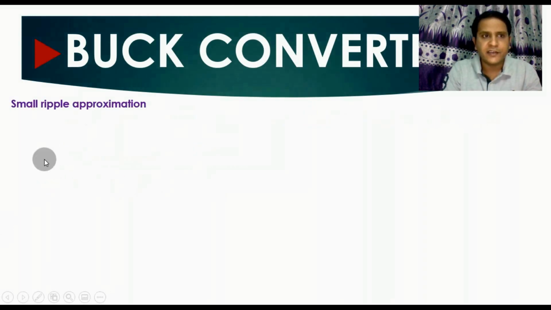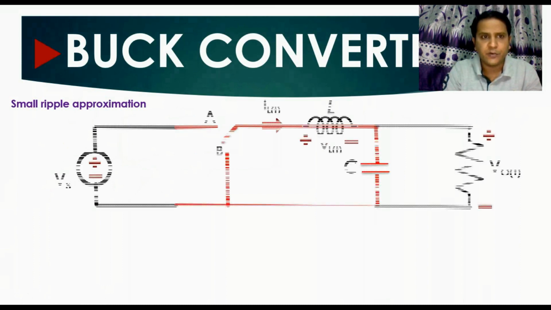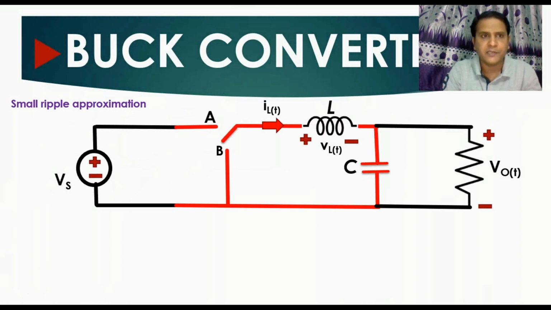So let us first understand what is small ripple approximation, right? What is small ripple approximation and why it is used in buck converter circuit realization, right? So you can see here, let us understand the basic circuits for buck converter. So here I have drawn a basic circuit of buck converter.